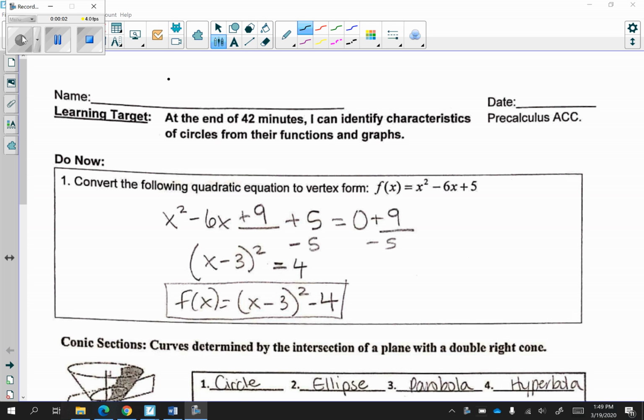Hi everyone, welcome to today's lesson on I can identify characteristics of circles from their functions and graphs. Let's look at the do now.